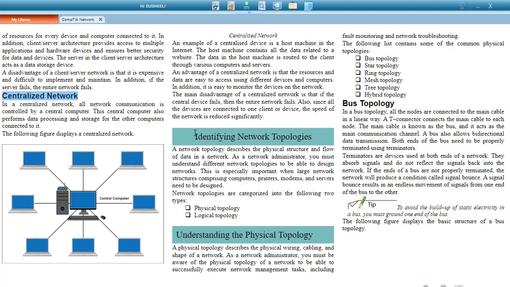Understanding the physical topology. A physical topology describes the physical wiring, cabling, and shape of a network. As a network administrator, you must be aware of the physical topology of a network to be able to successfully execute network management tasks, including fault monitoring and network troubleshooting. The following list contains some of the common physical topologies. Bus topology. Star topology. Ring topology. Mesh topology. Tree topology. Hybrid topology.